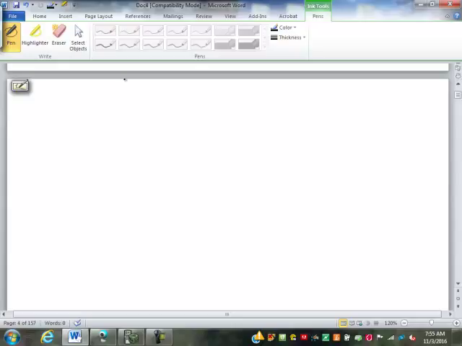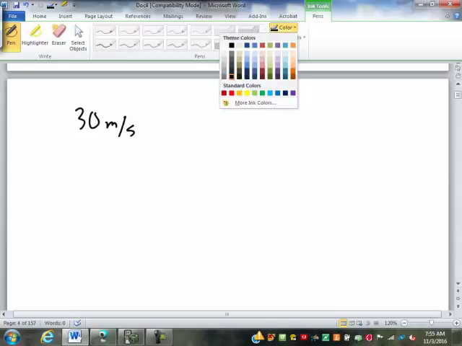Now that we know some of our metric to standard conversions, let's look at that, what did I say, 30 meters per second. Now, of course, I can convert that to kilometers per hour and all that. But we're familiar with miles per hour.